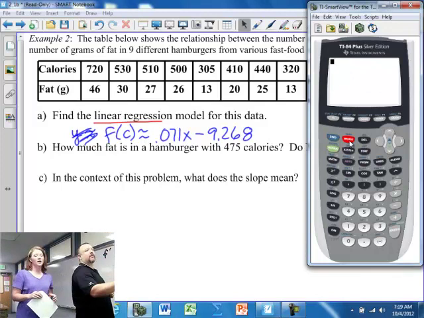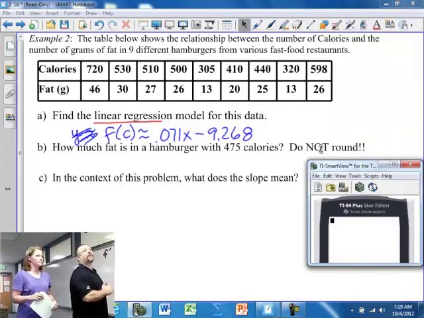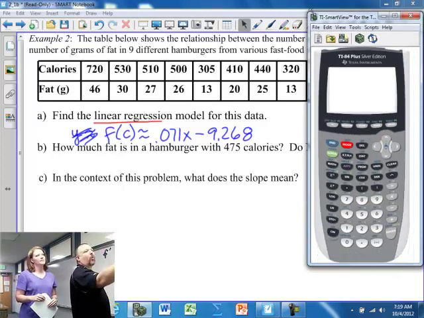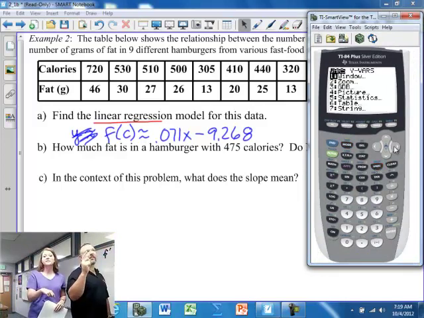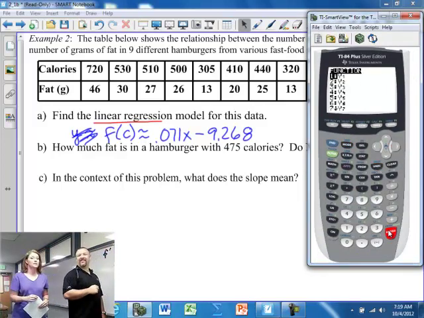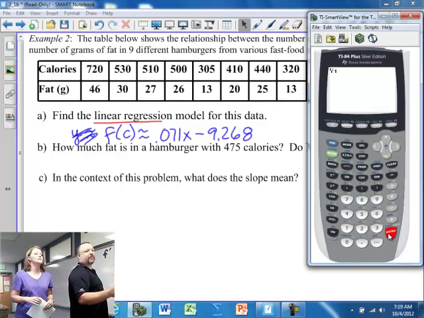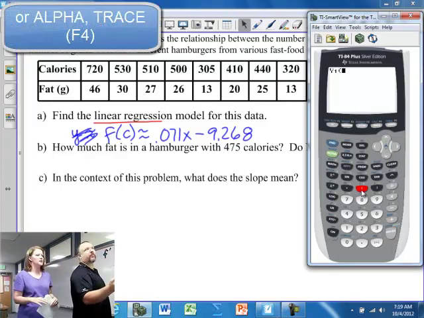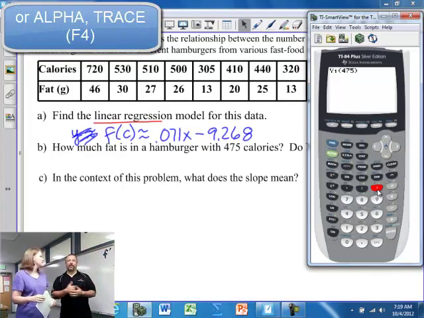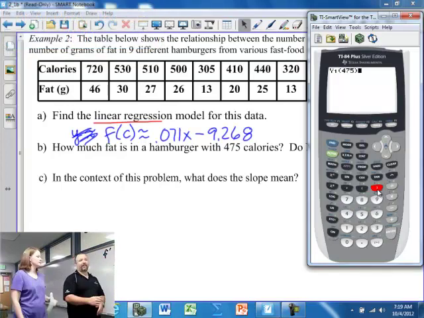So what we're going to do is, 475 is our calorie number. So we're going to do the function of 475, correct? Yep. So we're going to go vars, y-vars. Now notice Mr. Lecky started from his home screen to get the y1, and then since we're doing function notation, put your parentheses, 475, boom. And again, with the new one, you can just press alpha F4. You get to y1. It's quicker.